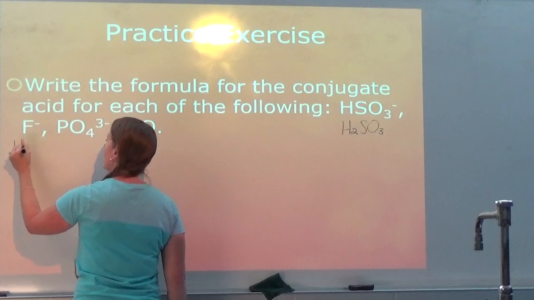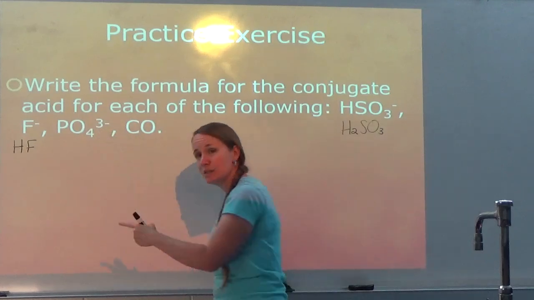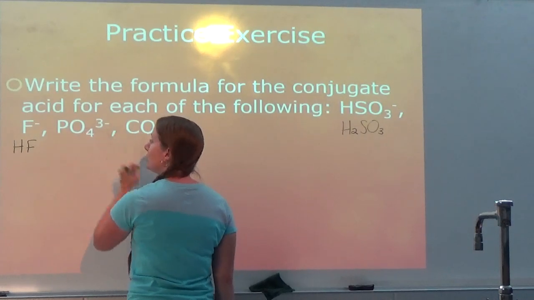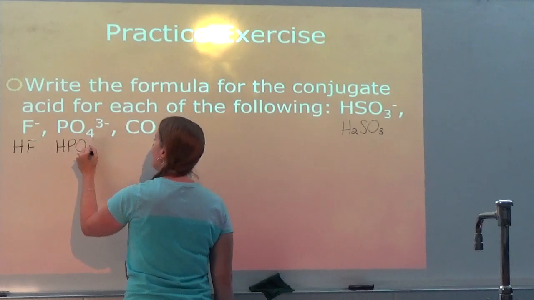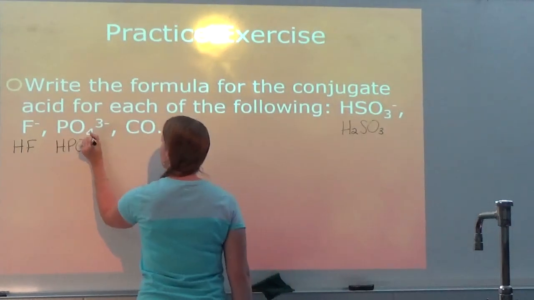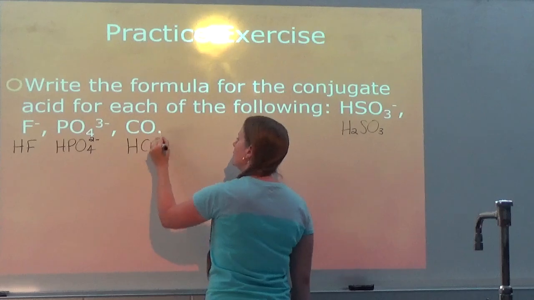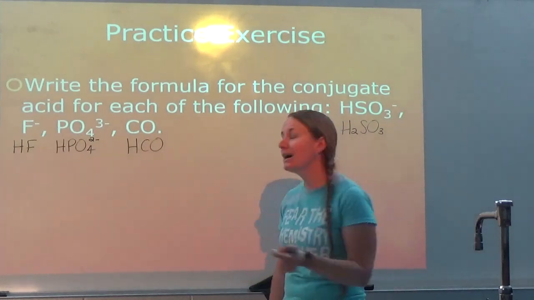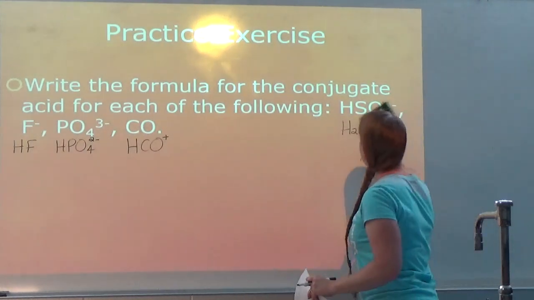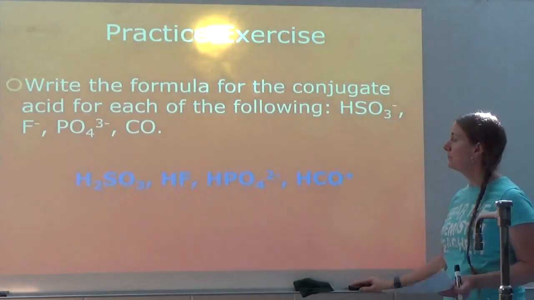F negative is going to become HF. Since it was -1, it's now neutral. Remember, even though you're tempted to put H3PO4 because you want to go ahead and cancel your charges, conjugates differ by 1 hydrogen. So it's HPO4. It was a -3 charge, but we only added 1 positive, so that's going to change it to a -2 charge. And then last we have CO. So now it's going to be HCO. It was neutral, so since I've added a positive hydrogen, it would become positive. All right, so hopefully you got all of those right. Most of the time, the thing that I notice is not altering charges correctly.